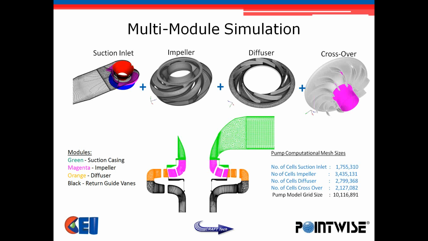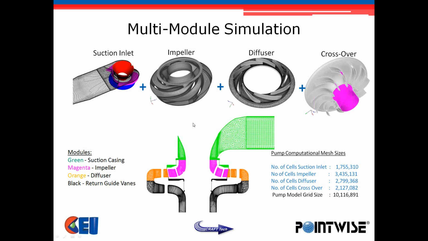Just to highlight that again, some of the things we were looking at, such as cavitation, that we would expect to see at the leading edge of the impeller blades. It's very important for us to be able to have a very high quality grid in that location without unduly affecting the other modules. So doing this in multiple modules allows us some flexibility in the grid topology.